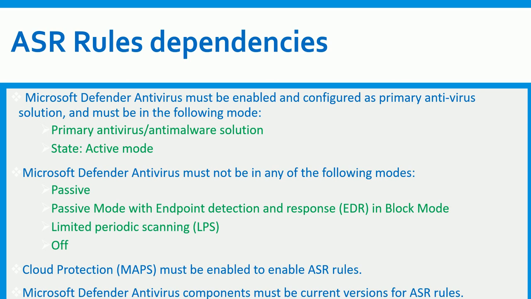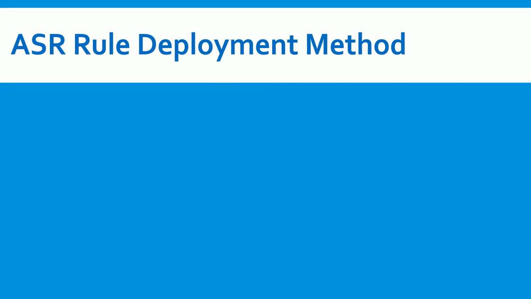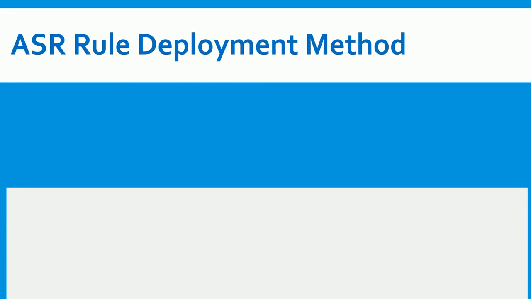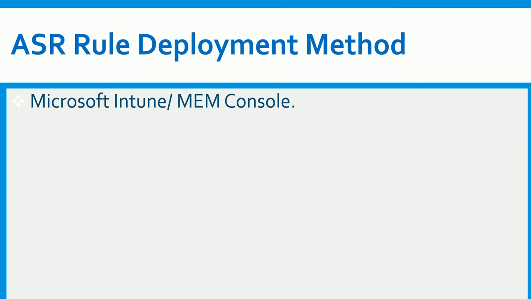So you should have the maps, cloud protection should be enabled on that machine. Microsoft Defender antivirus component must be at the current version for the ASR rule. So you should have the current version for the antivirus. Now, ASR rule deployment methods: how we can deploy this ASR rule.